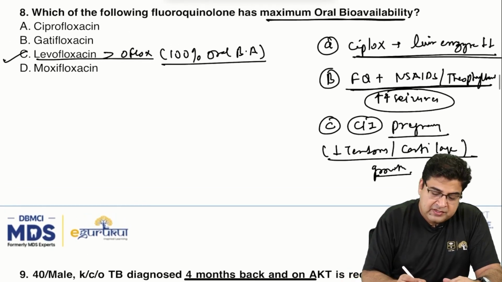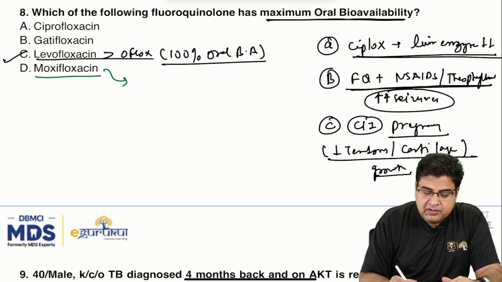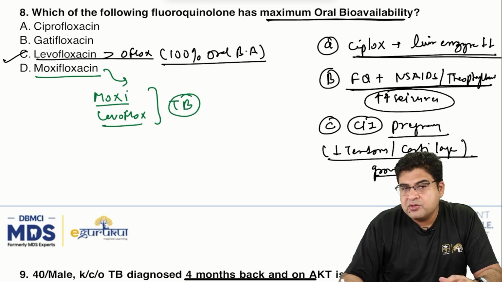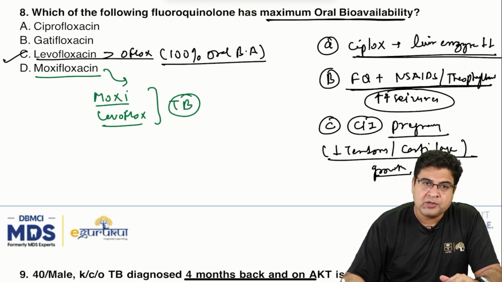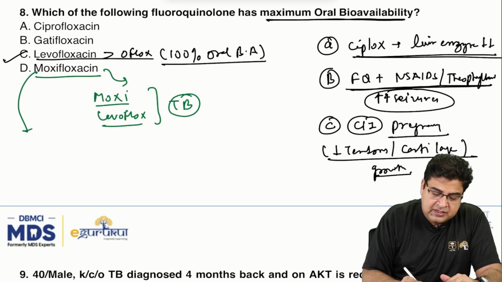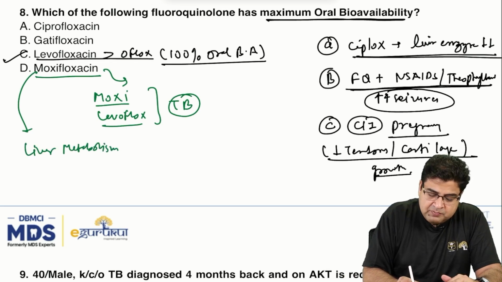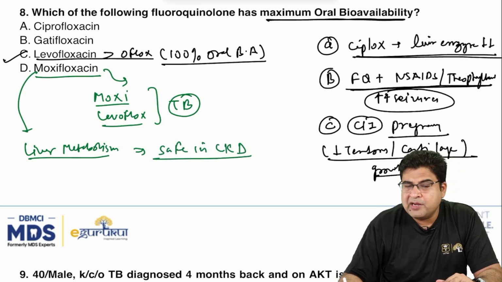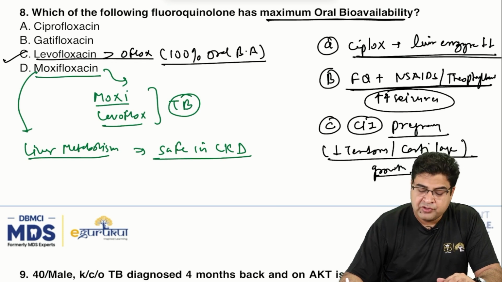Now other aspects, like moxifloxacin. One more is levofloxacin. These 2 medicines have got approval for tuberculosis. Now moxifloxacin is a drug which is purely metabolized by the liver. So this medicine is safe to use in patients with CKD.